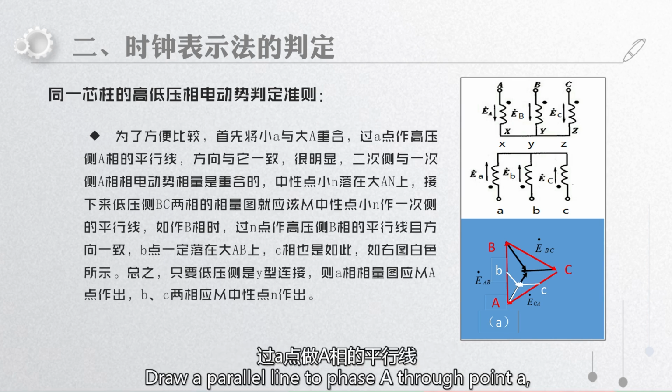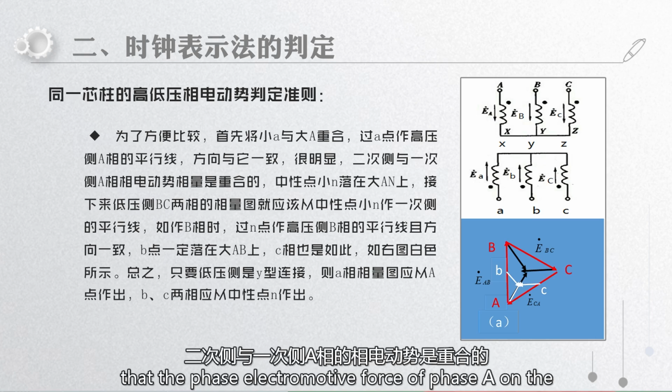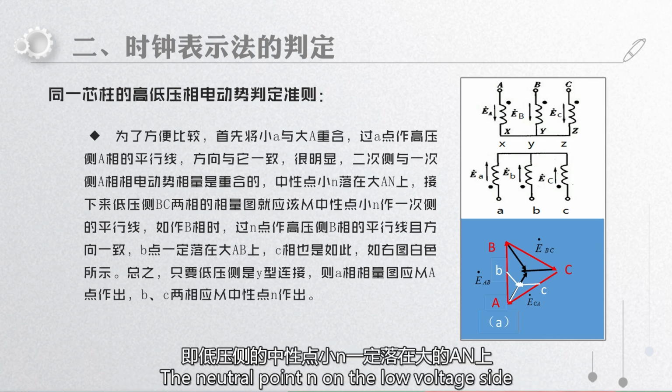Draw a parallel line to phase A through point A in the same direction. It is obvious that the phase electromotive force of phase A on the secondary side overlaps with that on the primary side. The neutral point N on the low voltage side must be on the line AN.